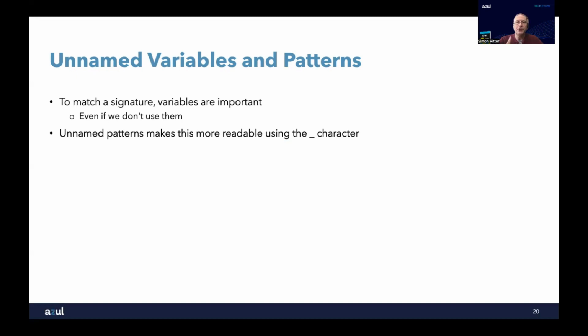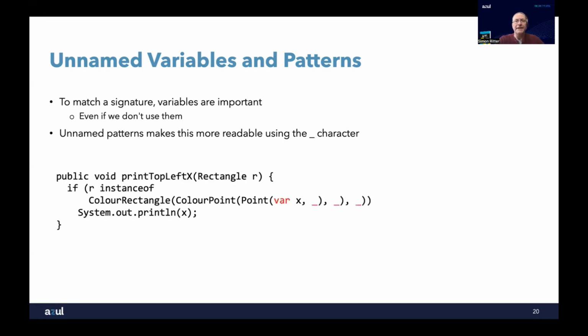What we can now do is use an unnamed pattern where we replace those patterns with the underscore character. A single underscore prior to JDK 9 was a valid variable name. In JDK 9, they said no, we're going to make it a reserved word and you couldn't use it as a variable name anymore. What we can now do is simplify our code by replacing those patterns that we don't want to use with an underscore.